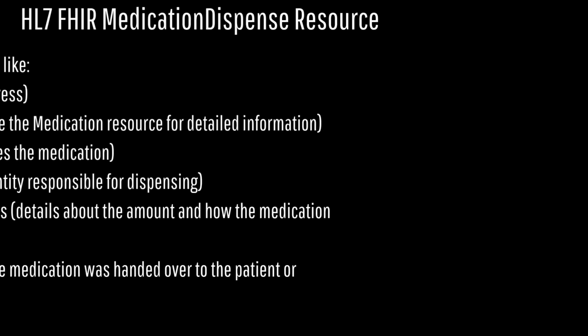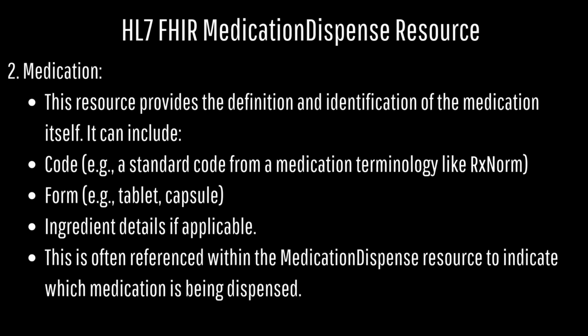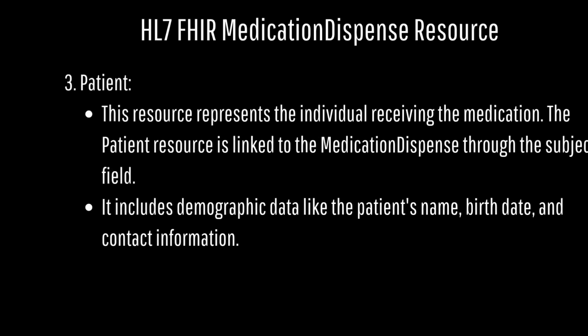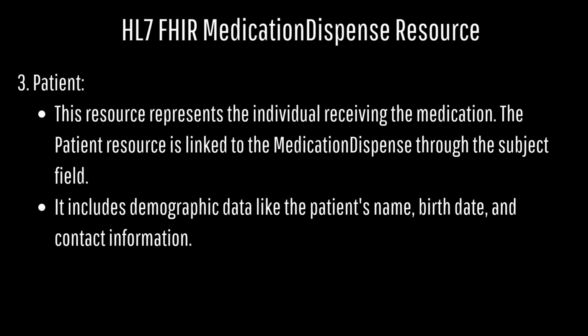So for instance, you have the medication resource. Think of it like the medication's ID card. It tells you everything about the drug itself, the name, the form it comes in, even the ingredients. So it's like a whole Wikipedia page, but just for that medication. Exactly. And of course, you need to know who's getting the medication. Right. That's where the patient resource comes in. It contains all the patient's details, making sure that the right medication is going to the right person.